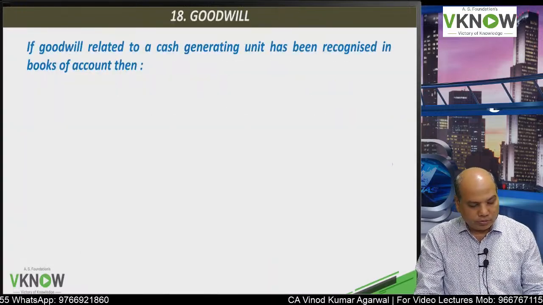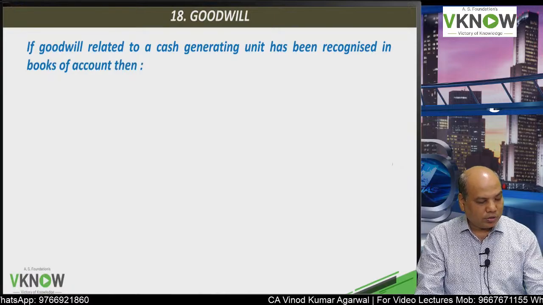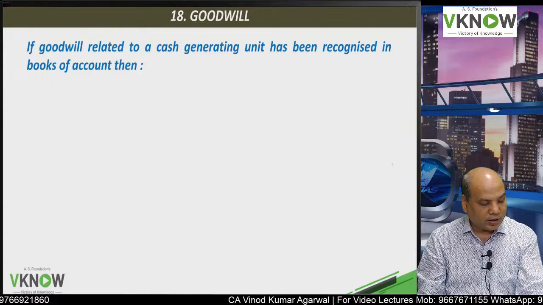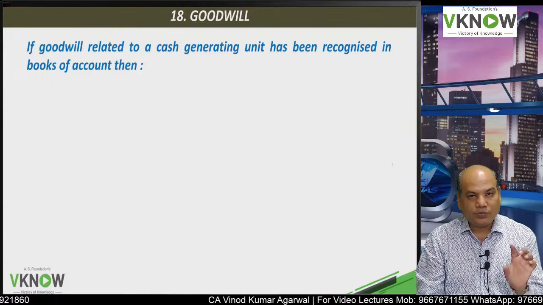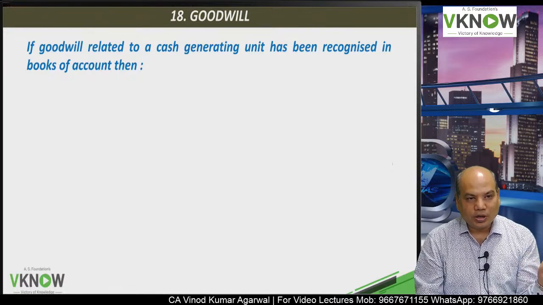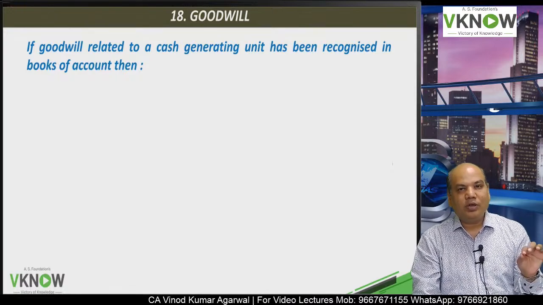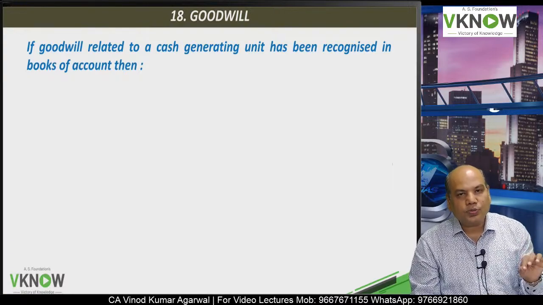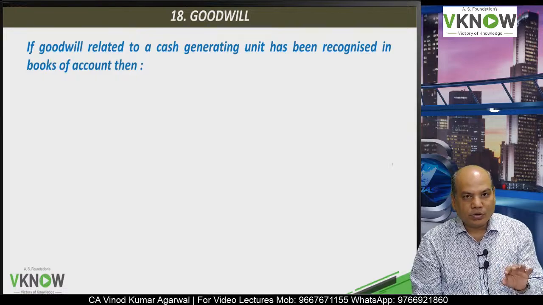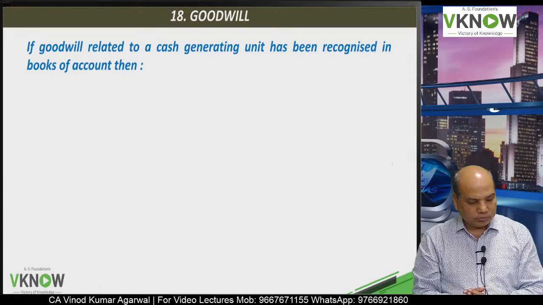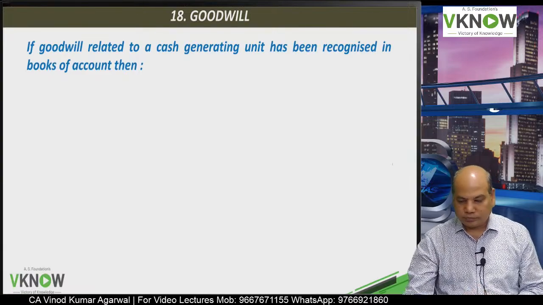Okay. So please read the answer on your own. I have given the answer in the notes. You can find the answer in the study material also. If CGU is not impaired, the asset is also not impaired. However, one may think about revising the scrap value or the useful life of the asset for which you have got the indication of impairment. Now next is goodwill.